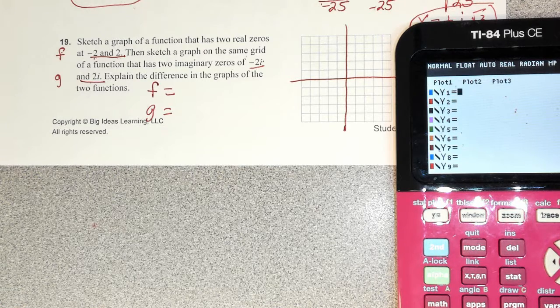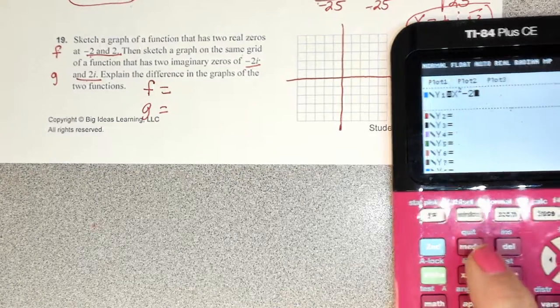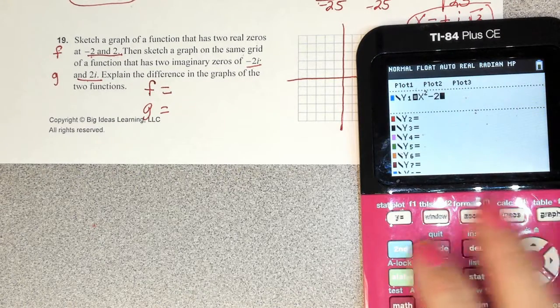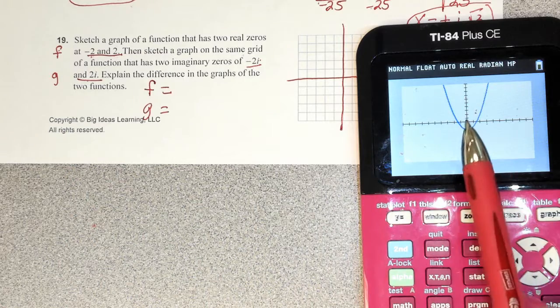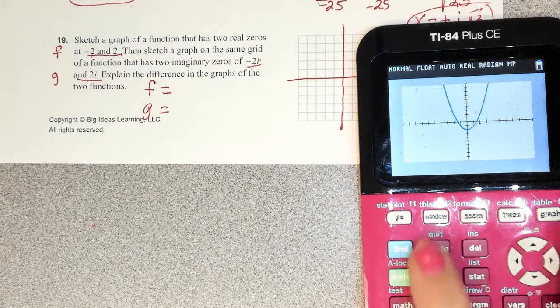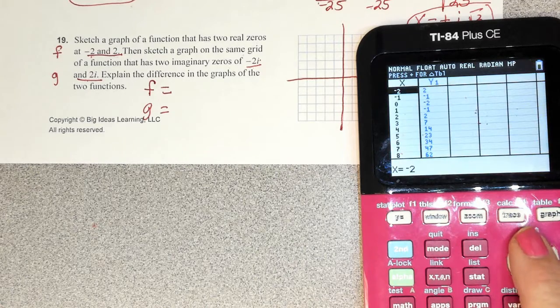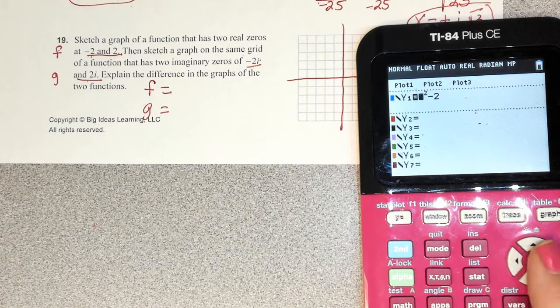Okay, Olivia, what did you put for your f function? X squared minus 2. Okay, so I'm going to check that. The way I'm going to check it is I'm going to graph it. So remember how it had to have two real zeros of -2 and 2? Right here's 2 and right here's -2. If I look at my table of values, at -2 I should have a 0, and at +2 I should have a 0. So that's not quite right, is it? That's not working.